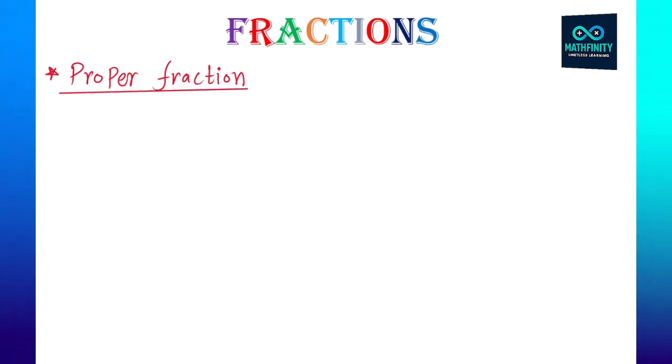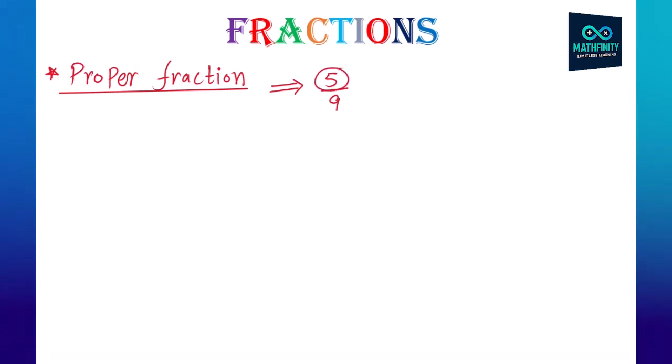Proper fraction. What is proper fraction? When you will see the numerator is smaller than the denominator, like 5 is the numerator over denominator is 9. Suppose this is an example. When the value in the numerator is smaller than the denominator, this is called proper fraction. And what is improper fraction?